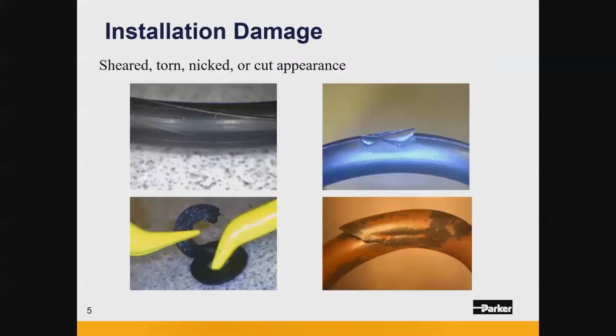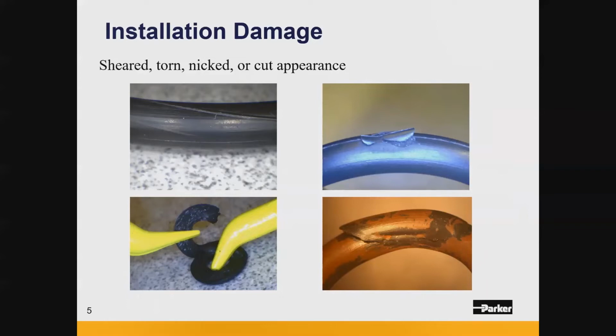The first one here, installation damage. Our apps team is routinely asked to review parts that either are damaged or have failed in application, and we're trying to come up with a root cause as to why that failure is happening. Installation damage is a common failure mode that we do see. It results in parts that are sheared, torn, nicked, or cut.